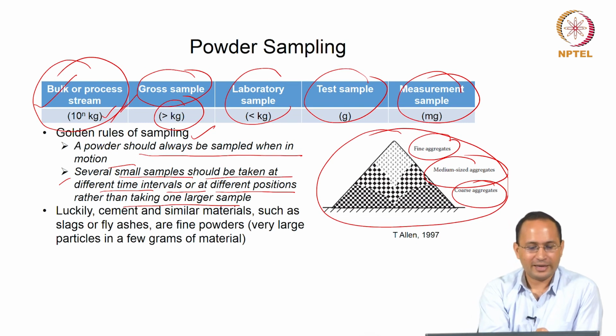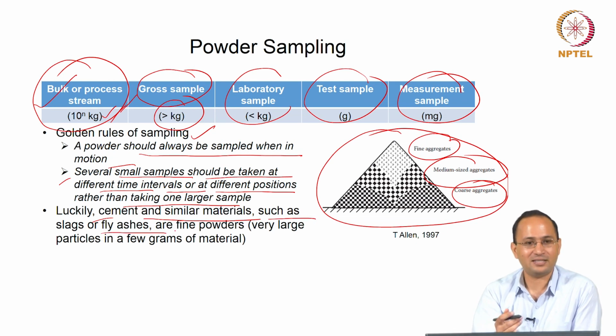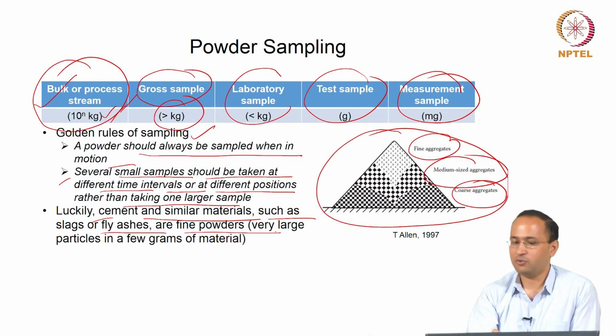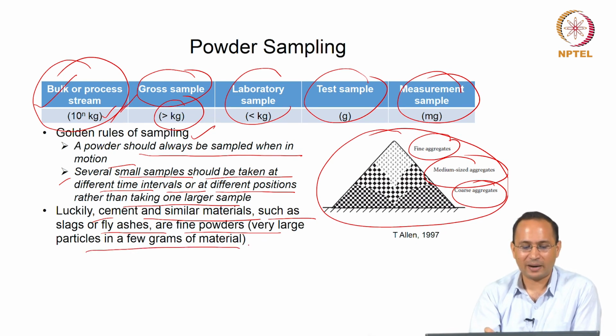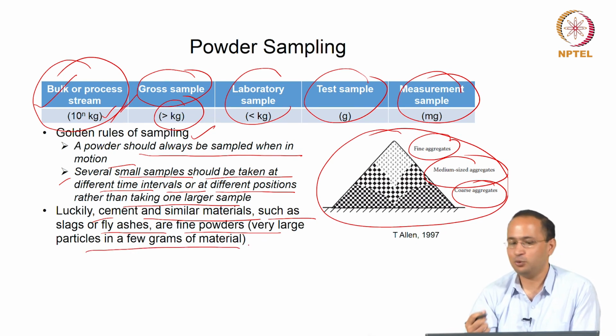Okay. So, luckily in cement and similar materials such as slags and fly ashes, which are very fine powders, a very large number of particles are there in very few grams of material. So, if you take a few grams of material, it can give you a good statistical average. So, that is the benefit. But anyway, it is good to follow these sampling rules.